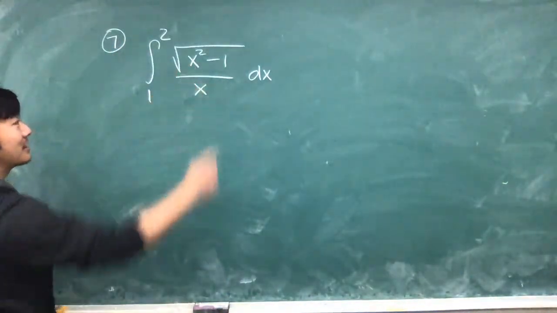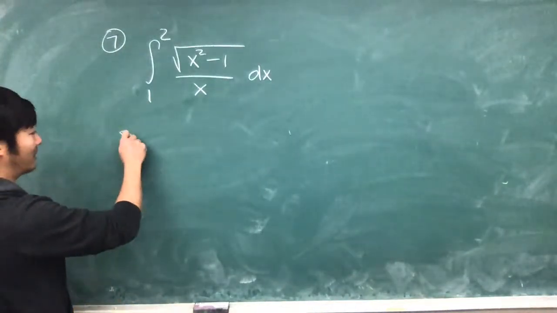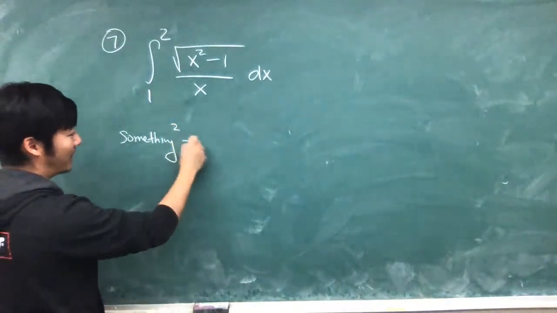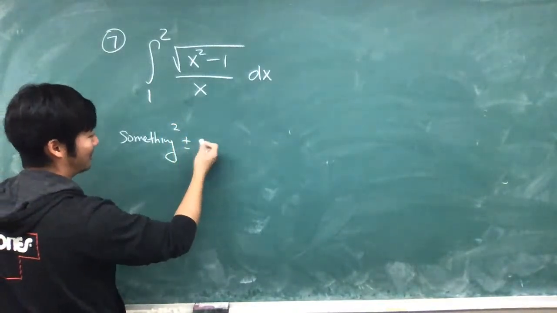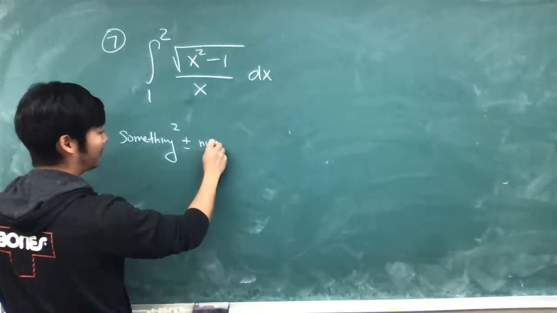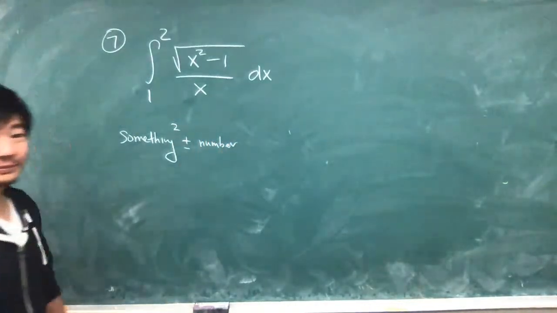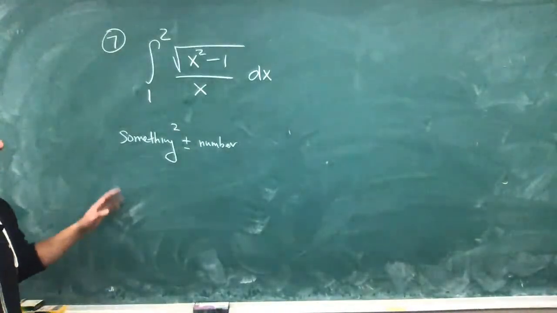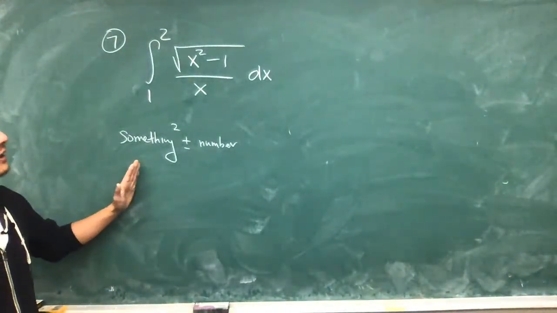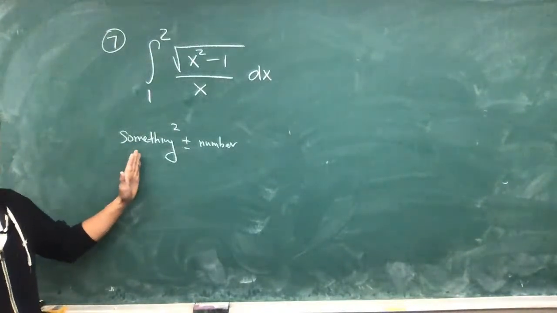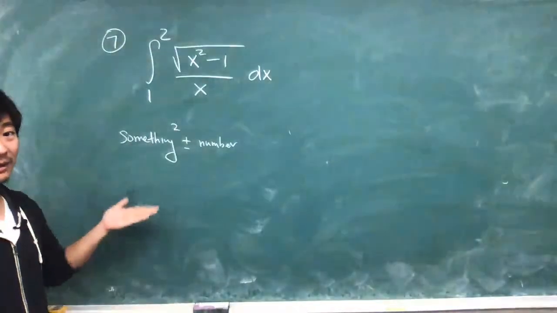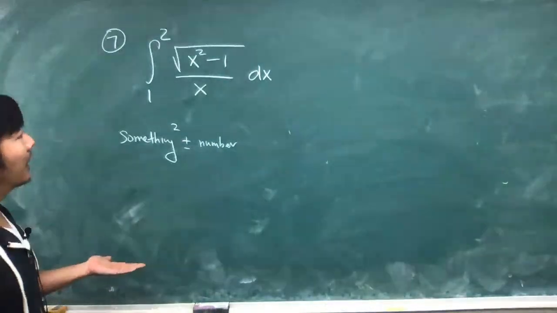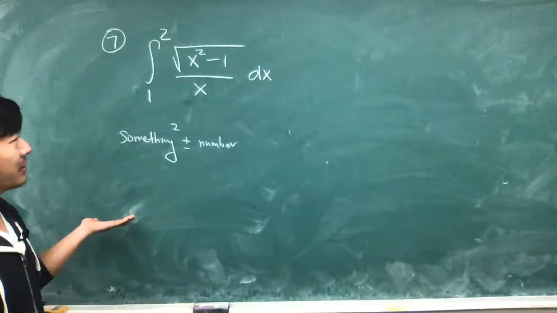Now, this is an example of something squared plus or minus a number squared, or just a number. So when you see something like this, you could think that trig substitutions could work. I mean, you shouldn't jump straight to it because there might be an easier way to do it. For this one, I don't really see an easy way.